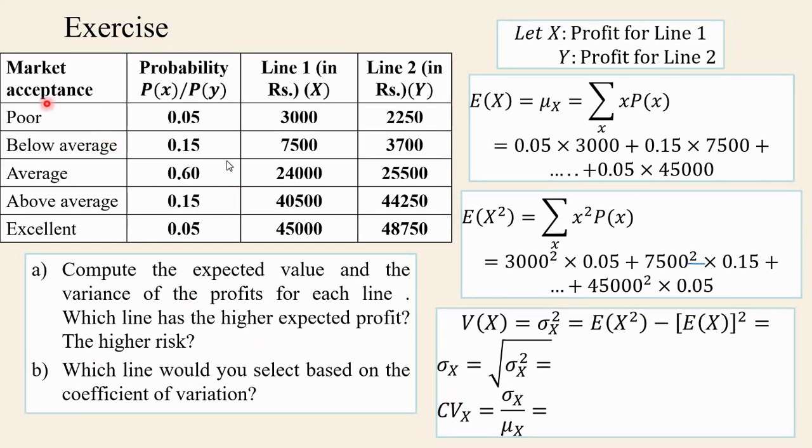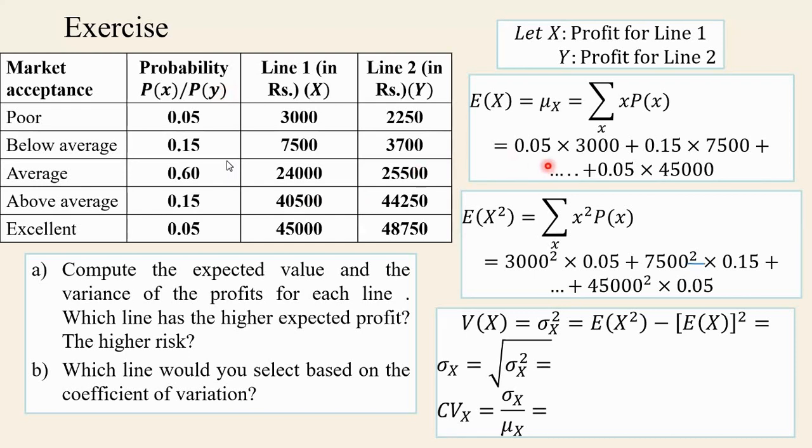So here I am taking for line 1 the profit as X, that is a random variable, profit for line 1, and Y denotes the profit for line 2, right? Let X be the profit for line 1 and Y denote the profit for line 2. So here I am marking X, Y, and for both lines the market acceptance probabilities are the same. That is P of X or P of Y.